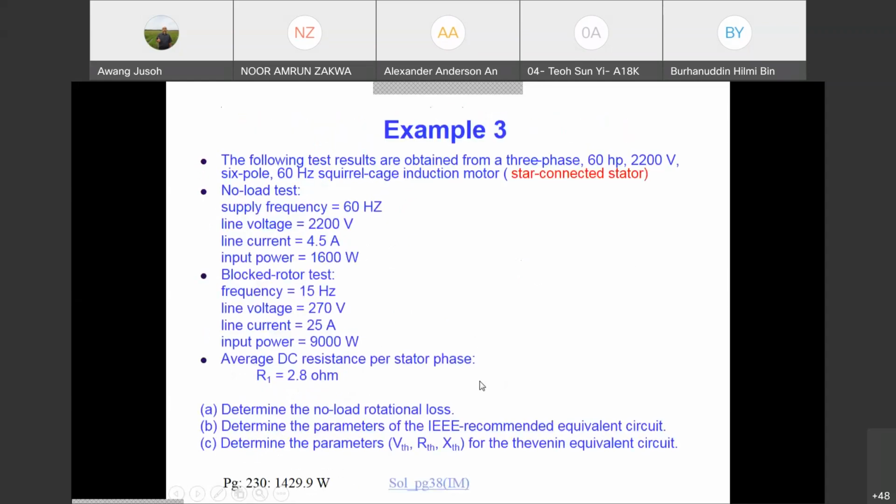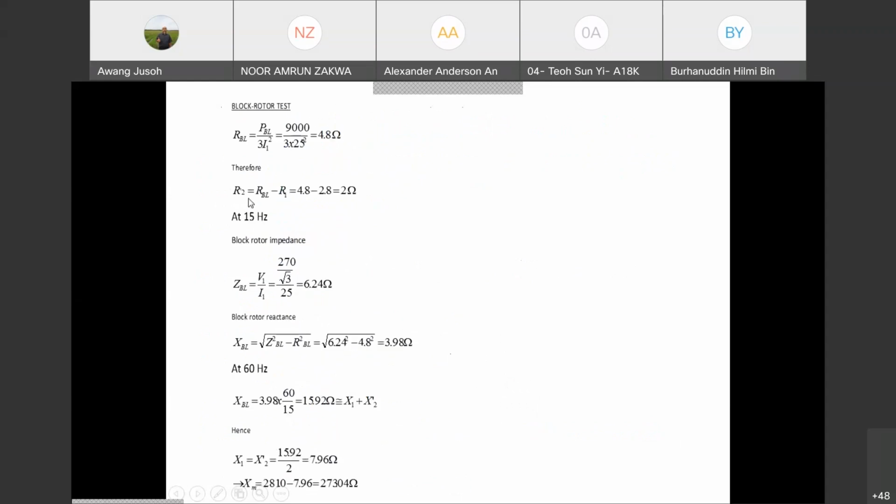So R1 plus R2 equals RBL. R2 equals RBL minus R1. Then you get the resistance for the rotor winding, 2 ohm. So that is the function of the block rotor test. We can determine the resistance of the rotor.